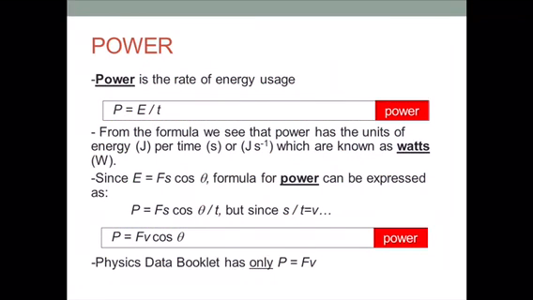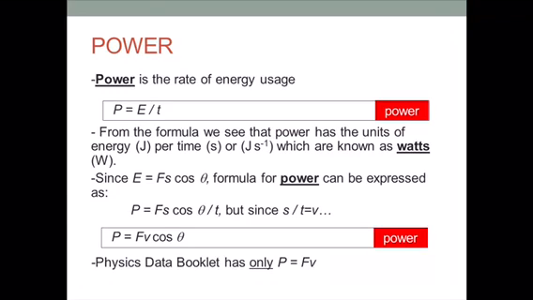Now let's talk about power. Power is the rate of energy usage, or power equals energy divided by time. Similarly to velocity and acceleration, people who don't know calculus can see that power is the rate of change of energy as time changes, which is the first derivative of energy. Even though we don't have delta in front of E and T, it is kind of inferred. From the formula, we can see that power has the units of energy per time, or joules per second, which are known as watts, denoted by W.